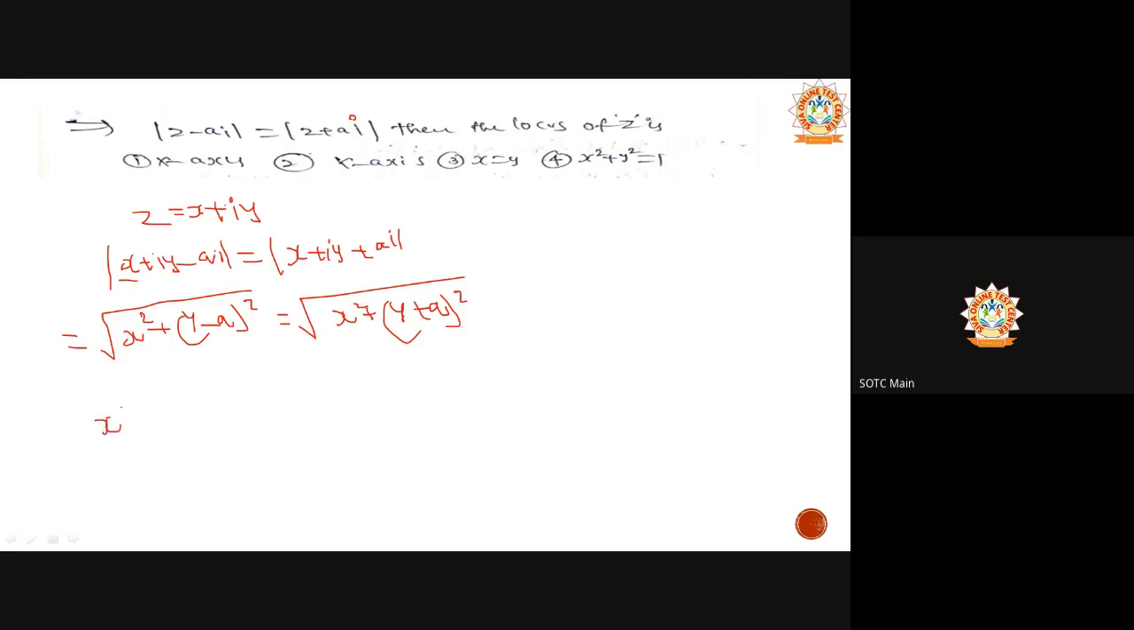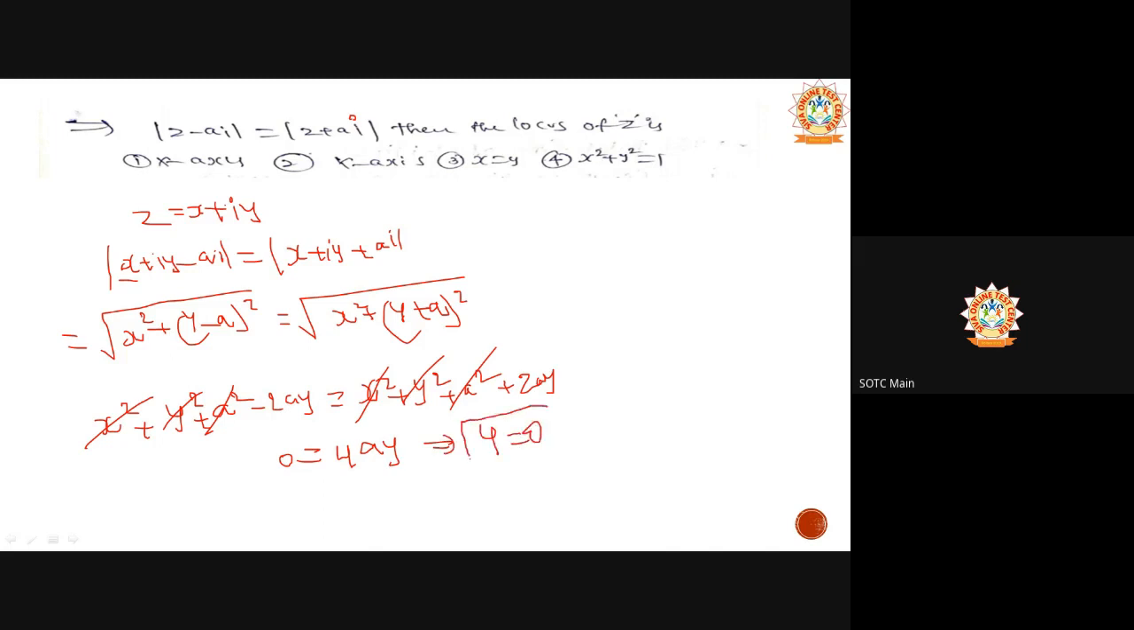Now what you have: x square plus (y minus a) whole square, expand it: y square plus a square minus 2ay, is equal to x square plus y square plus a square plus 2ay, right? So now see, plus x square and plus x square cancel, minus y square plus y square cancel, plus a square cancel. Now send this minus 2ay to that side. 0 is equal to 2ay plus 2ay, what will it be? 4ay.